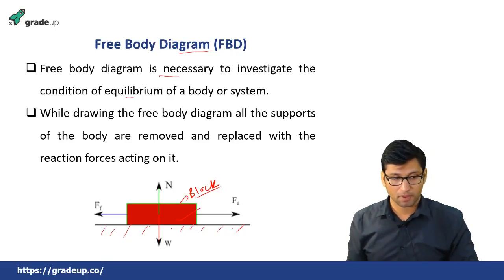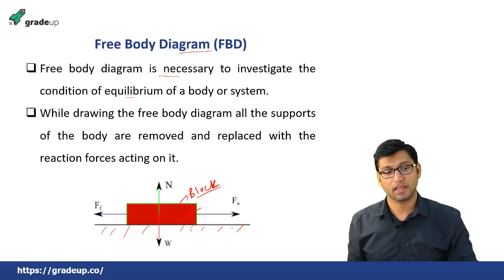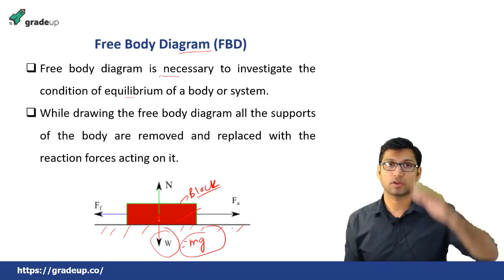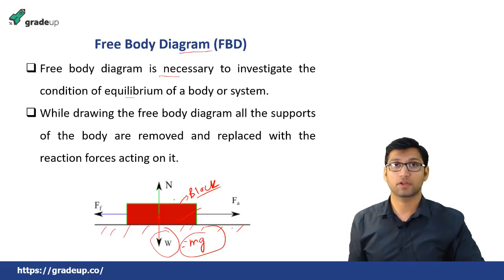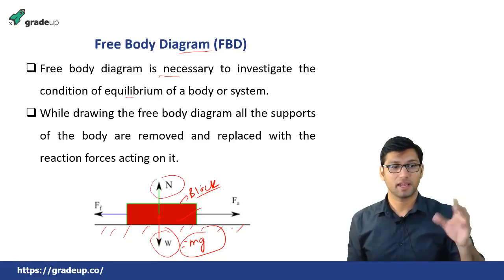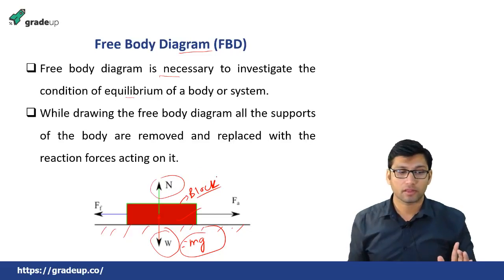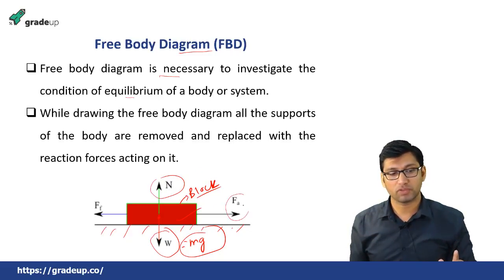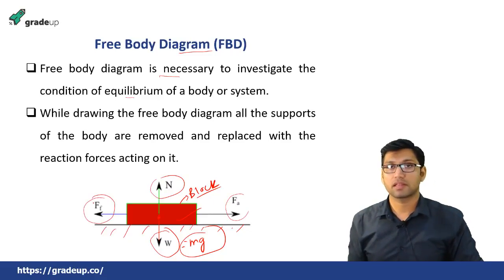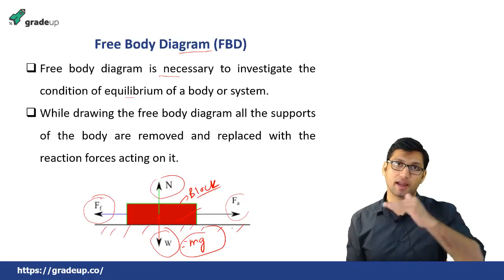As you know, even if this block is stationary, there will be a gravitational force due to its weight. Weight will be equal to m into g, and this weight acts through the center of mass, the center of gravity of the body. There will also be a normal reaction to this weight. Even if the block is stationary, these two forces will be acting. Now suppose a force is applied to move this block in this direction. Due to this movement there will be a resistance force, which will try to resist this motion.